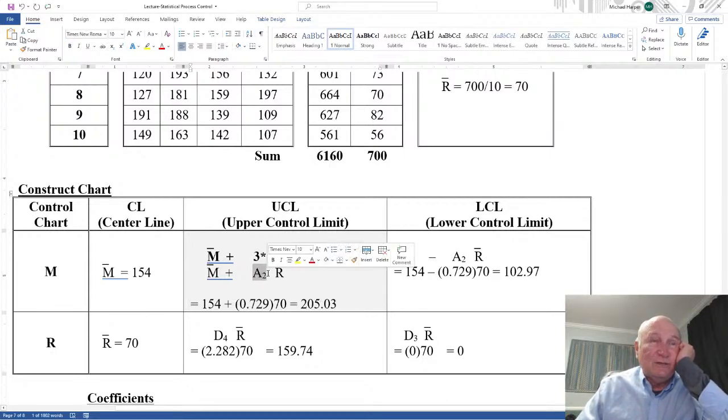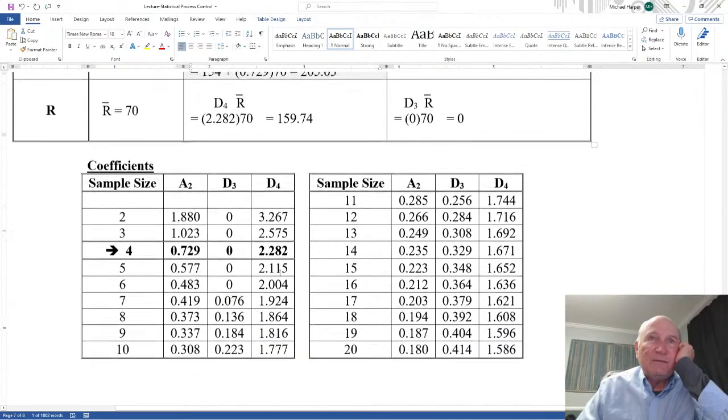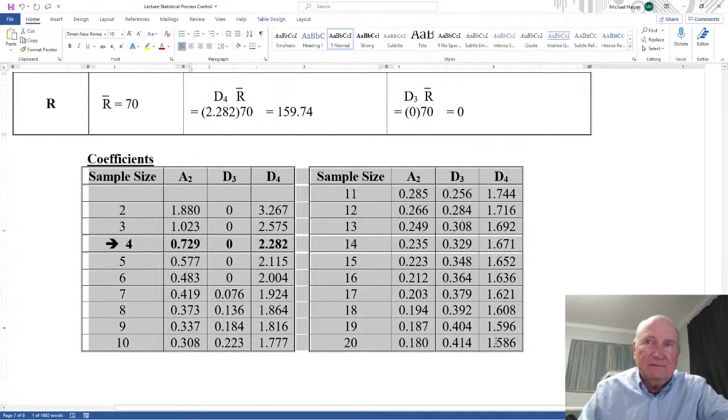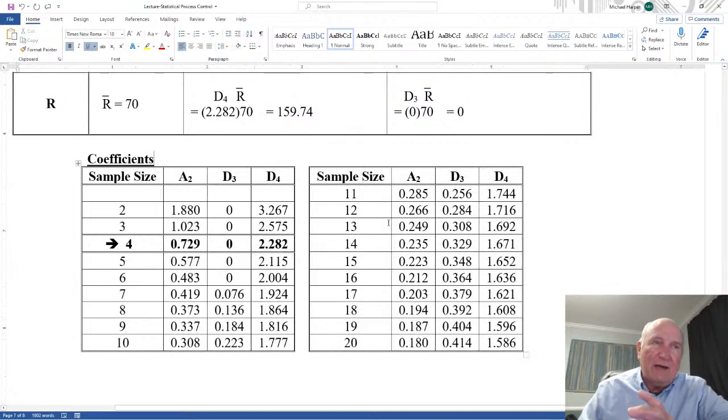So what is that A2? Well, the A2 comes from the table down here. Now, this table is not my table. It's an industry table I copied. I don't have anything in here that says it's an industry table, so there's no danger of copyright infringement, because it's got to be fair use since it's over 50 years old. Anyway, 60, 70 years old, I don't know.